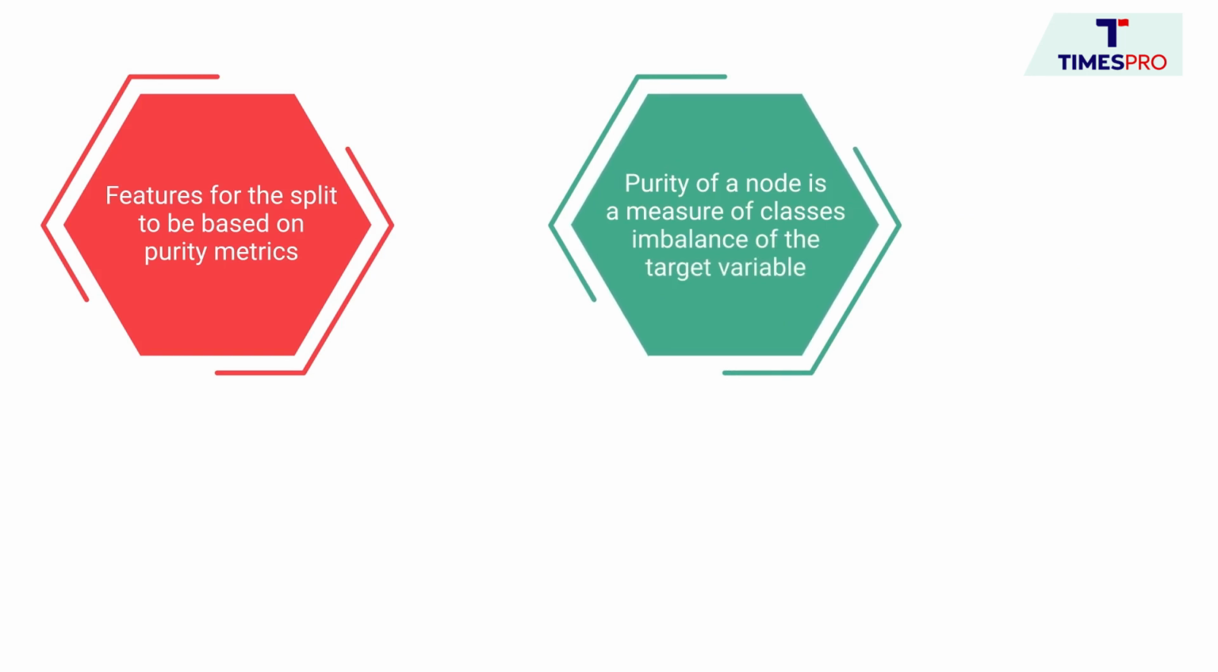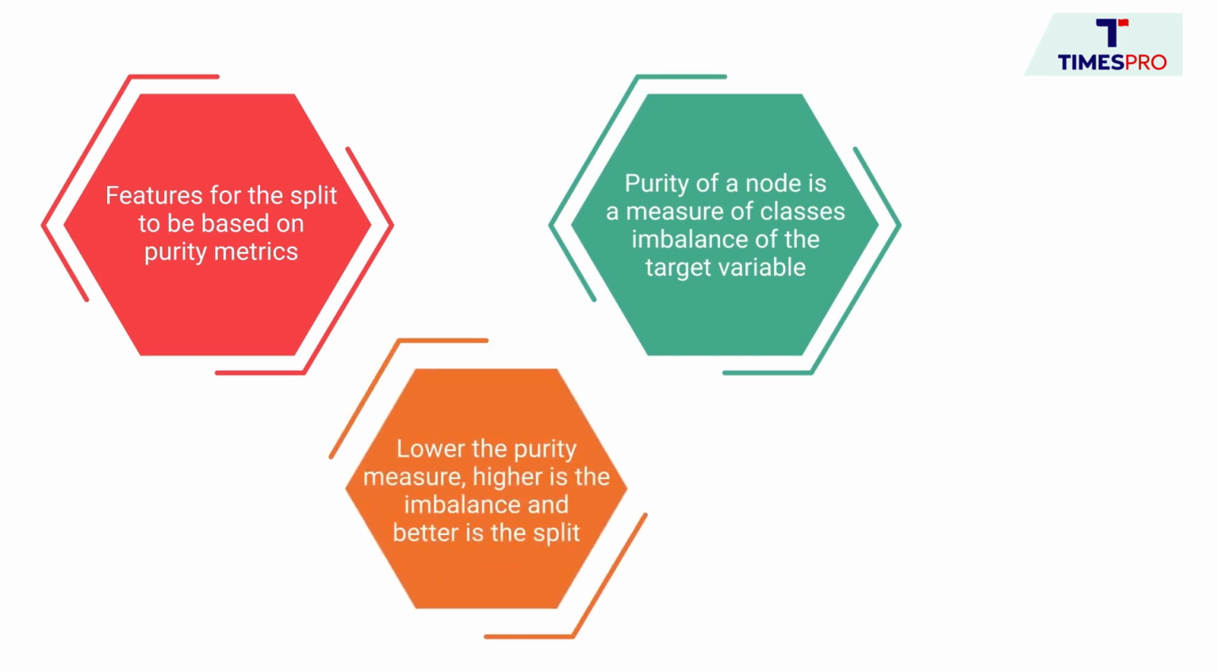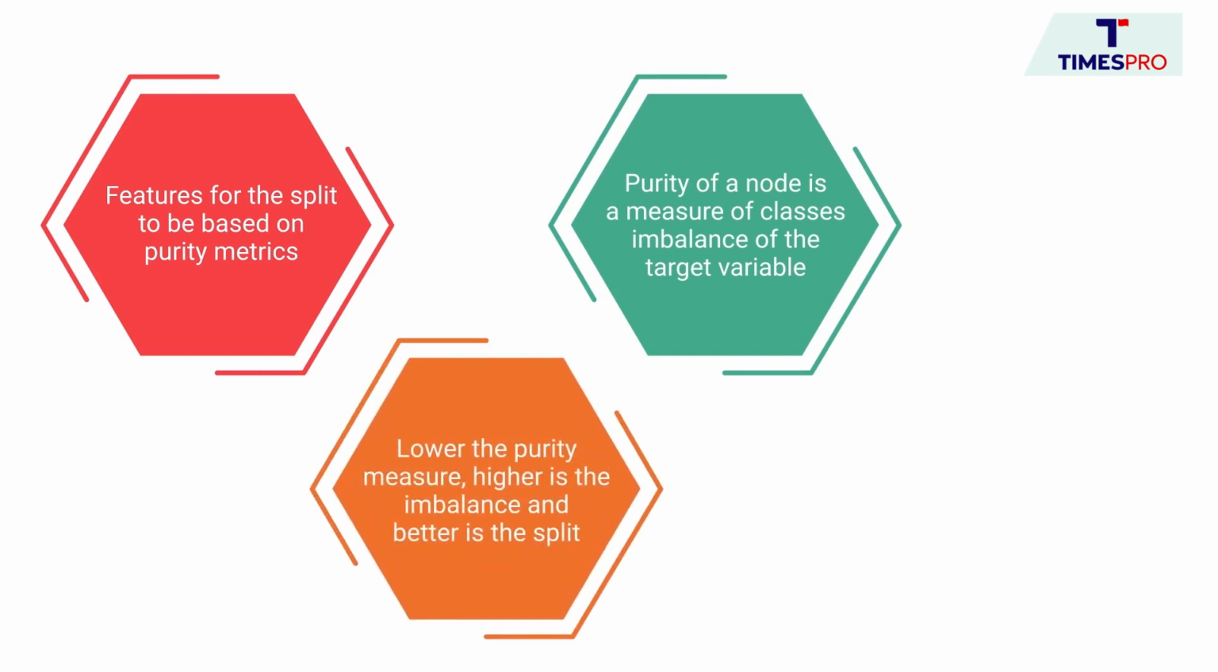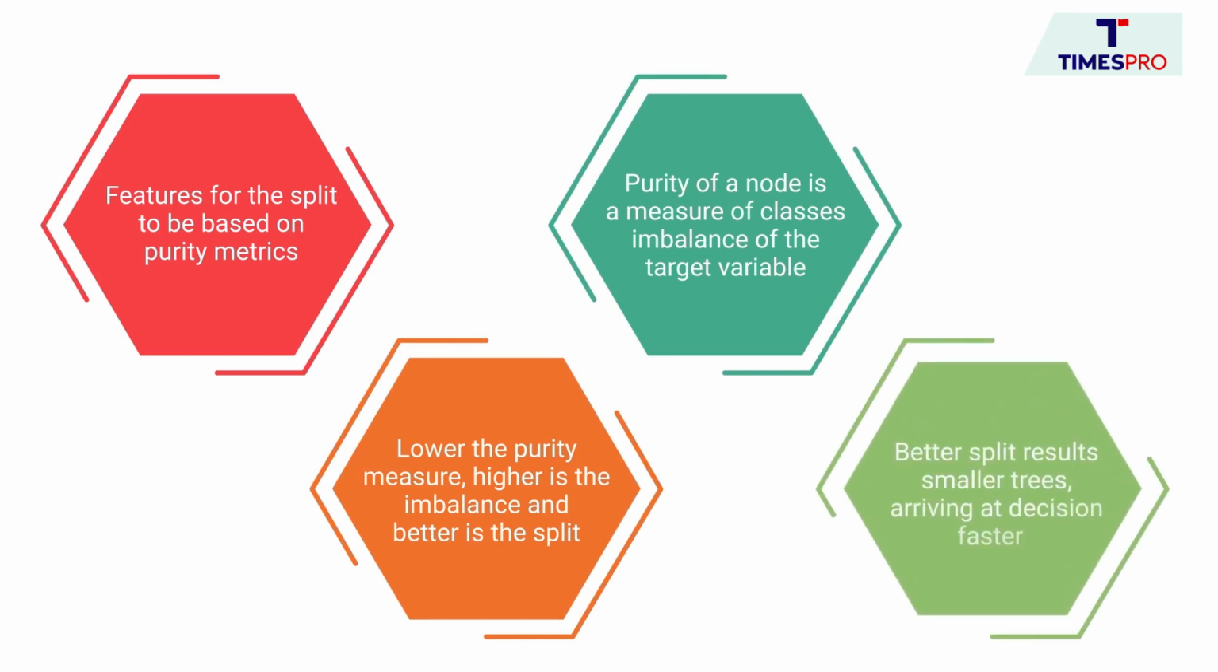The feature to be selected for the split is decided based on the purity metric. The purity of a node is a measure of imbalance of the classes of the target variable. Lower the purity measure, higher is the imbalance and better is the split. A better split results in a smaller tree arriving at faster decisions.